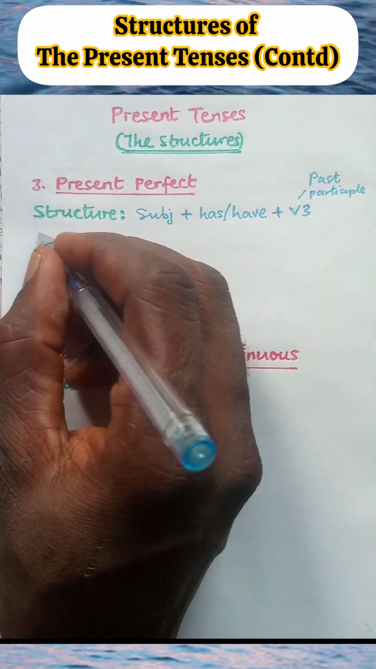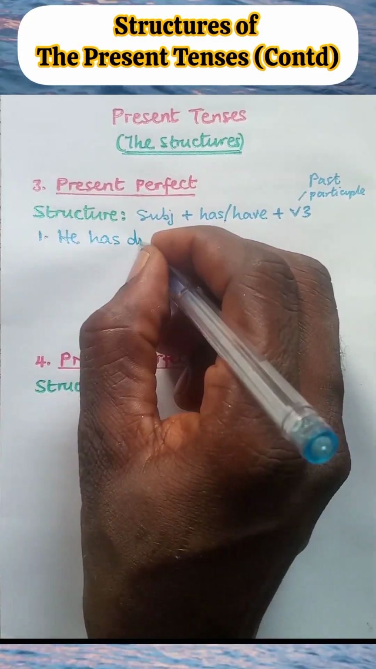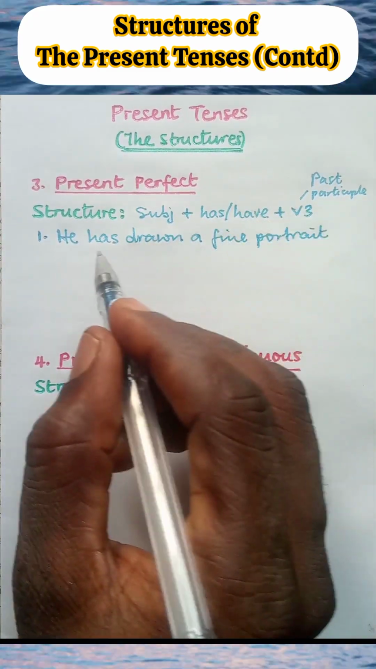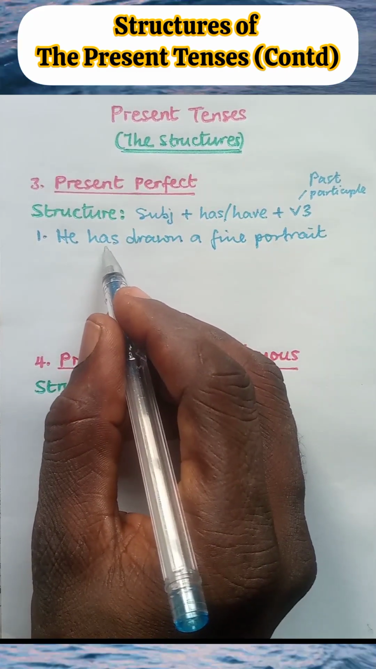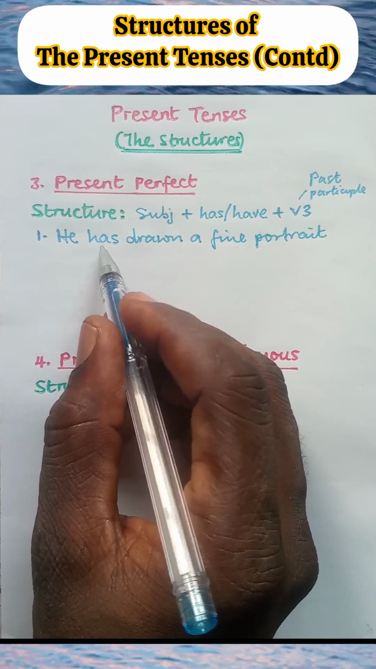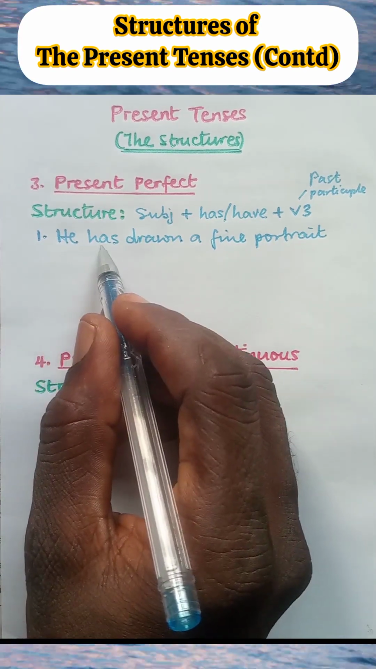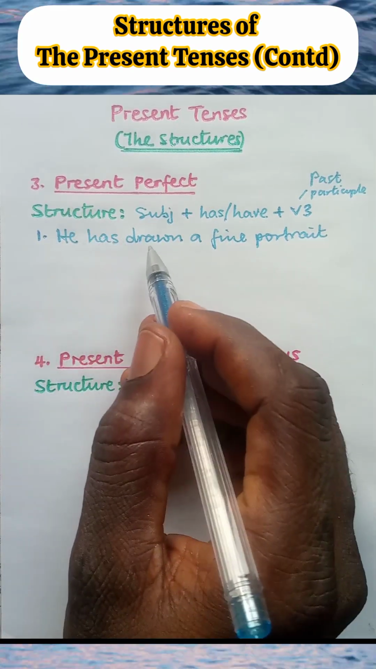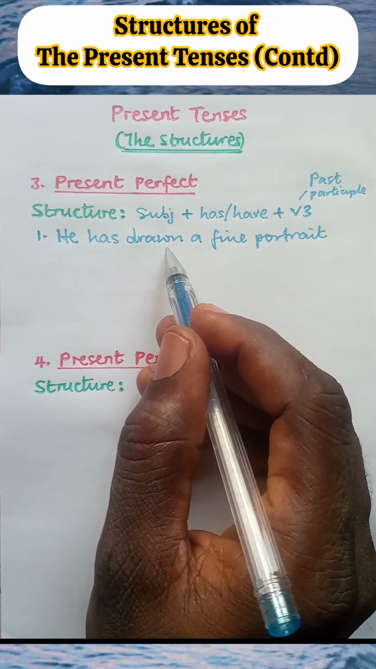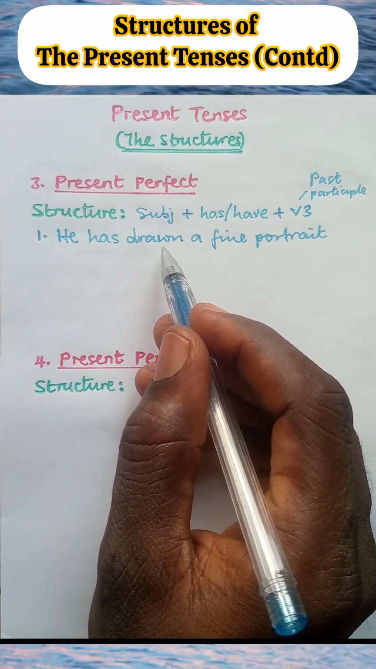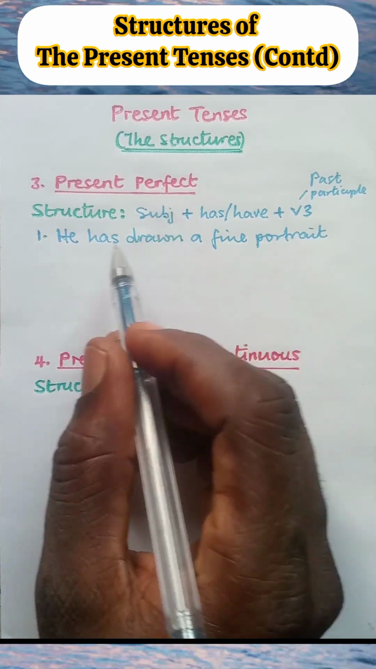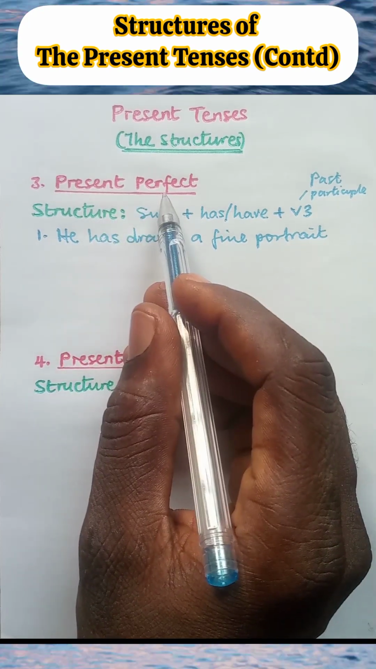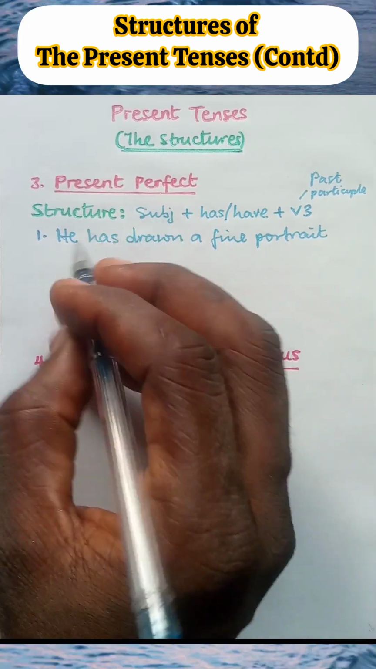Now let us look at an example. Number 1. He has drawn a fine portrait. It's a present tense singular anomalous verb because our subject is singular. Has, being a present tense verb, represent present, while drawn, a past participle verb, represent perfect. So both verbs combined forms the present perfect tense.